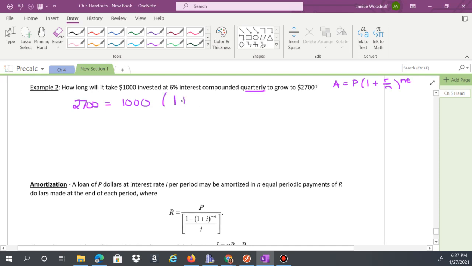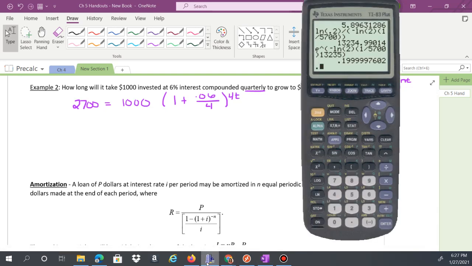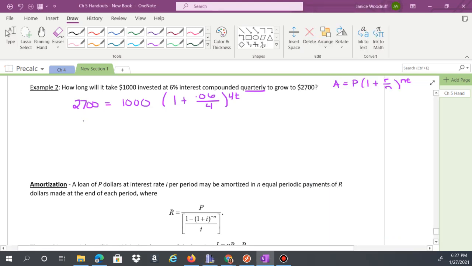Okay, so you've got 1 plus 0.06 for the percent. Quarterly is 4 times a year, and time is what I'm solving for. So if I simplify inside my parentheses, I've got 0.06 divided by 4, and then plus 1 gives me 1.015, to the 4t. Then I'm going to isolate this exponential expression, so I'm going to divide both sides by 1,000. That should give me 2.7.